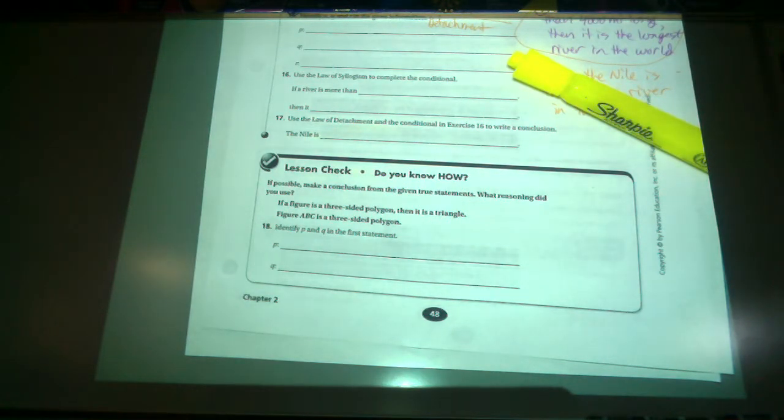Talk about if it's the law of detachment or the law of syllogism and what your conclusion is if you found it.